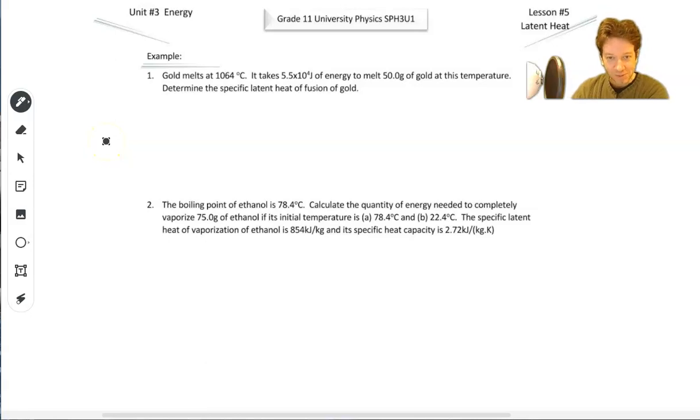Okay, so looking at some problems, our first problem says gold melts at 1064 degrees. It takes 5.5 times 10 to the 4, so 55,000 joules of energy to melt 50 grams of gold. Let's change that right away because we want that in SI units. So that's going to be 0.05 kilograms of gold at this temperature. Determine the specific latent heat of fusion. So basically what this is saying is we melted gold at its melting point using this much energy for that much gold. What's its latent heat of fusion?